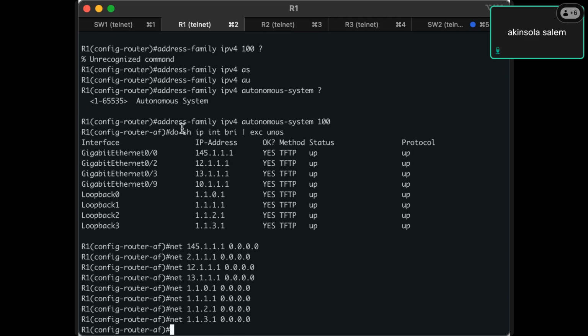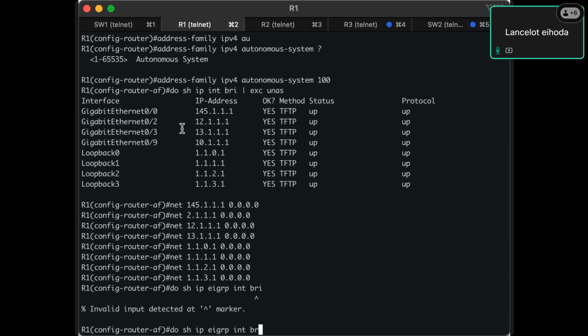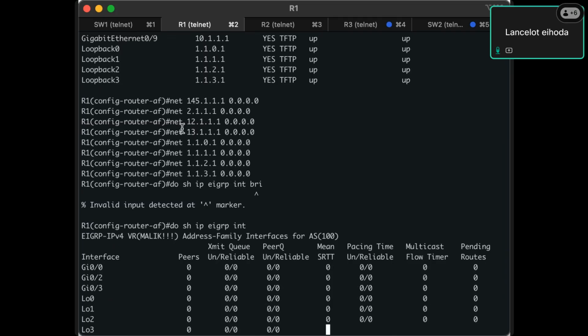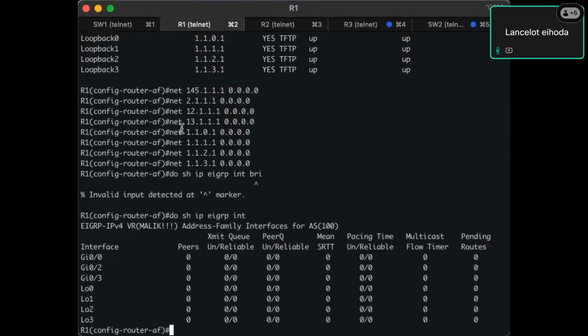So there are some interesting things we can do with EIGRP. EIGRP has a couple of tables: the neighbor table, the interface table, and the topology table. So let's do a show ip eigrp interfaces brief. So you can see all the interfaces that EIGRP is running on.